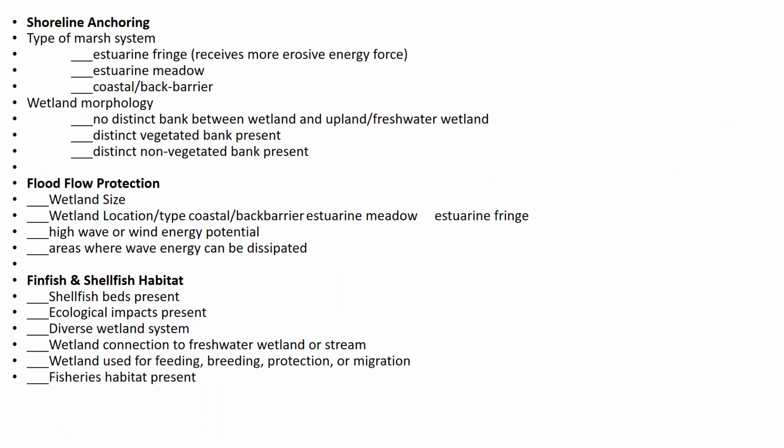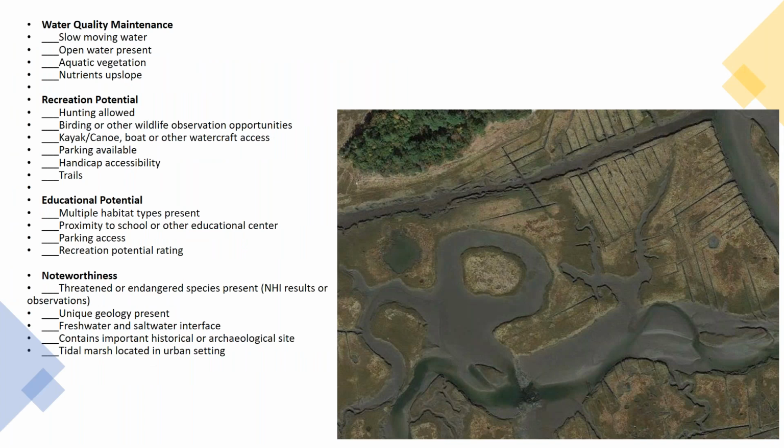These are just a breakdown, a simple, quick and dirty discussion of functions. Shoreline anchoring is key in a lot of tidal systems, and we sort of start to get into the structure and the type of system. Then in flood flow alteration, sometimes the size of the wetland is not as important as its position. And then what is this exposed to? And again, we'll look at some examples. Then you have finfish and shellfish habitat and some of the systems associated with that. Next slide. And then here's some more functions: water quality maintenance, recreation, education potential, and noteworthiness.